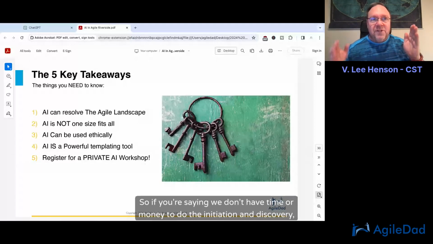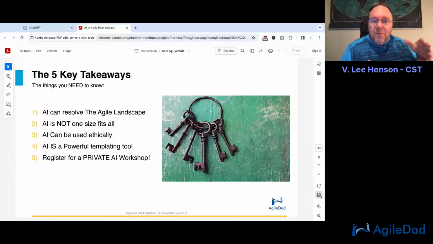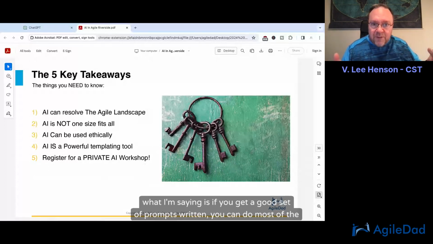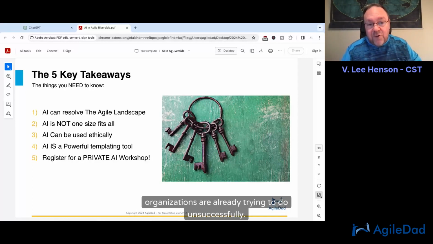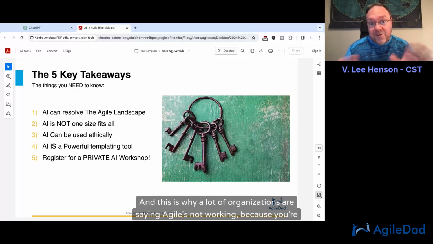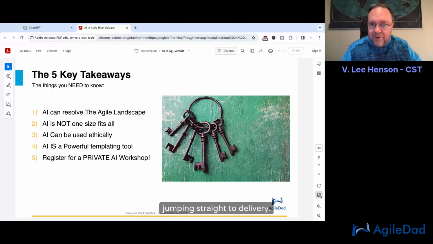So if you're saying we don't have time or money to do the initiation and discovery, what I'm saying is if you get a good set of prompts written, you can do most of the initiate and discover ahead of the game and start in delivery, which is what most organizations are already trying to do unsuccessfully. And this is why a lot of organizations are saying Agile's not working, because they're jumping straight to delivery.